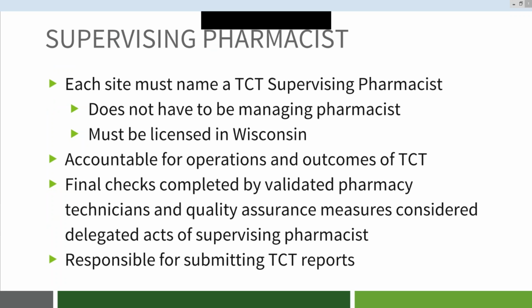Each site participating in the pilot program must designate a supervising pharmacist for the location. The supervising pharmacist must be licensed in the state of Wisconsin. The supervising pharmacist will be accountable for all operations, outcomes, and reporting for the TCT program. Final checks completed by the validated pharmacy technicians and quality assurance measures will be considered delegated acts of the supervising pharmacist. The supervising pharmacist does not need to be the managing pharmacist. However, a managing pharmacist can serve as both the managing and supervising pharmacist.